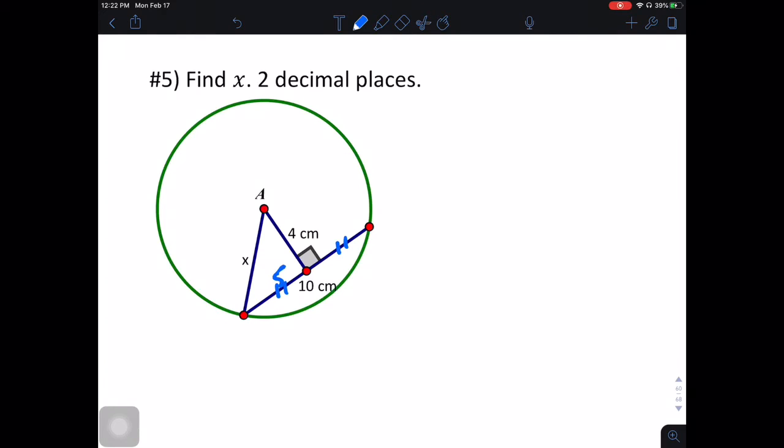You might be thinking, hey, this is a 3, 4, 5 right triangle. Well, it couldn't be, because then you're saying the 3 is the hypotenuse. 5 is supposed to be the hypotenuse in a 3, 4, 5. So we could figure this out using the Pythagorean theorem.